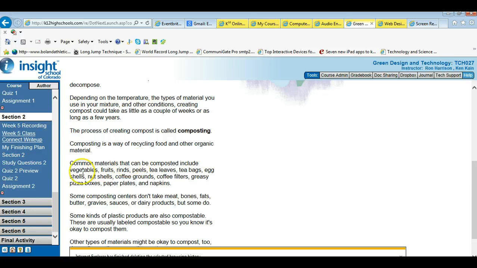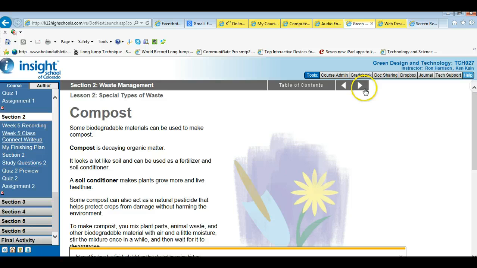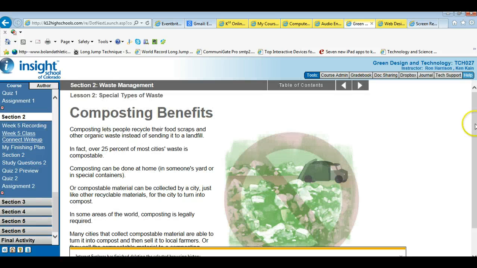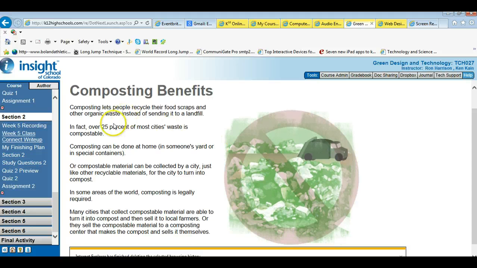Some things that can be composted, of course, are fruits and vegetables, nuts, pizza boxes, paper plates, napkins, not styrofoam or anything like that. Newspapers are compostable. Benefits of composting: look at this, over 25% of most cities' waste is compostable.